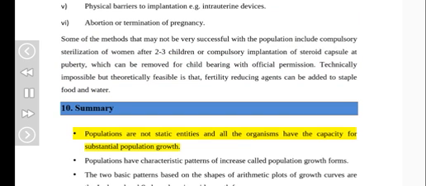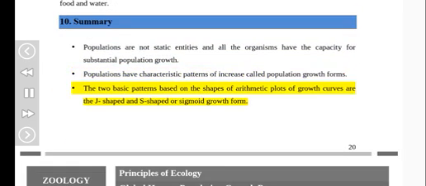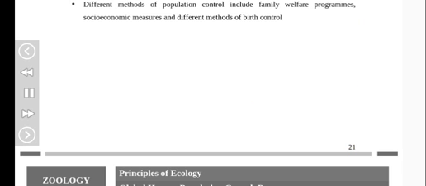10. Summary. Populations are not static entities and all the organisms have the capacity for substantial population growth. Populations have characteristic patterns of increase called population growth forms. The 2 basic patterns based on the shapes of arithmetic plots of growth curves are the J-shaped and S-shaped or sigmoid growth form. Demographically, the world can be divided into 2 contrasting groups.